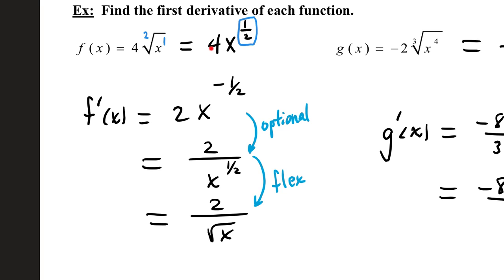The first derivative, 4 times 1/2, that's 2. 1/2 minus 1, that's -1/2. This answer is totally fine. If you want to change this to a +1/2, you'll have to move your x term to the denominator. If you really want to flex, you can convert this back to square root of x. Any of these three are fine with me.